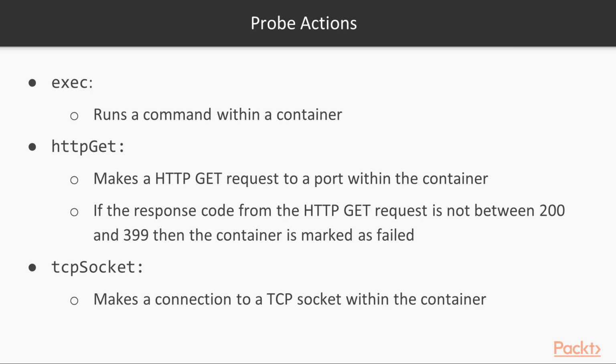The HTTP GET action is used to make a HTTP GET request to a port within the container. If the response code from the HTTP GET request is not between 200 and 399, then the container is marked as failed. There are a number of additional fields within the action that can customize how this HTTP GET request is made. And then finally we have the TCP socket action, which is used to make a connection to a TCP socket within the container.